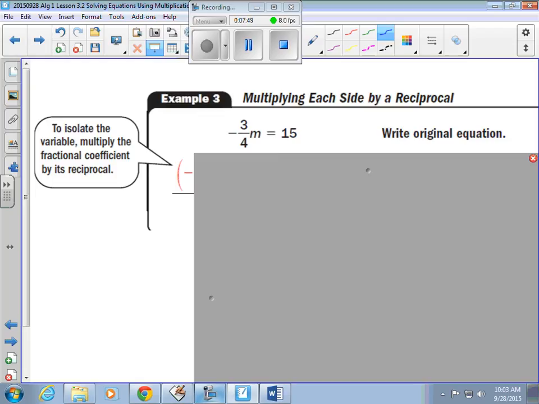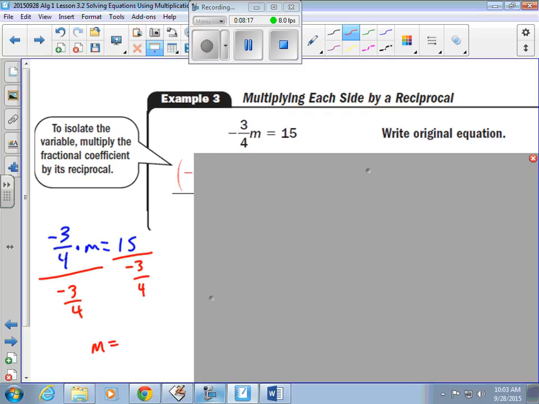You divide by something. But we're dividing by negative 3 over 4. So it would look like this. Negative 3 over 4 times m equals 15. We would be dividing by negative 3 over 4. That'll cancel it out and leave you with m. That's correct to do that. And then when you divide one side, you have to divide the other side by negative 3 over 4.